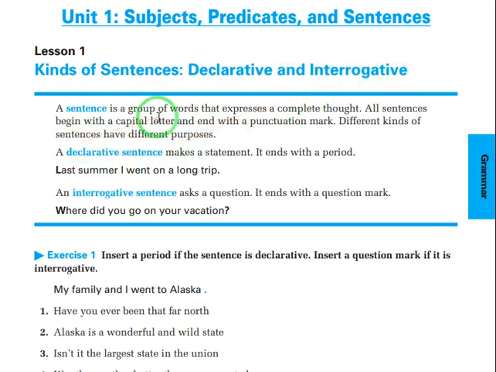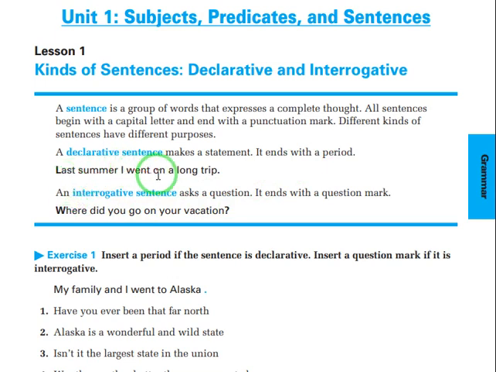We all know that a sentence is a group of words that expresses a complete thought. It starts with a capital letter and ends with a punctuation mark that changes according to the type of sentence. The first type of sentence is the declarative sentence. It makes a statement. Declarative comes from declare. Declare is to say or to tell. It ends with a period, and it always tells.